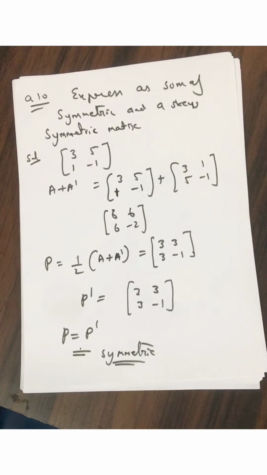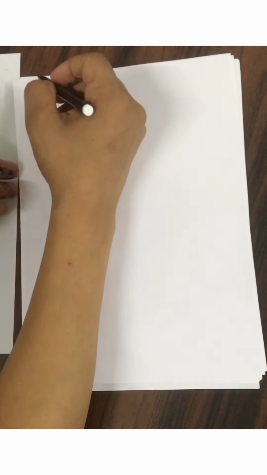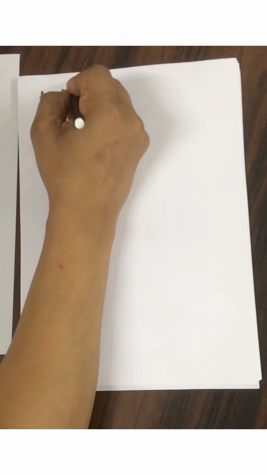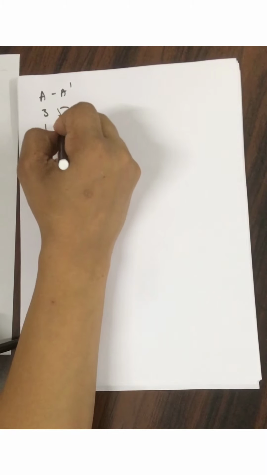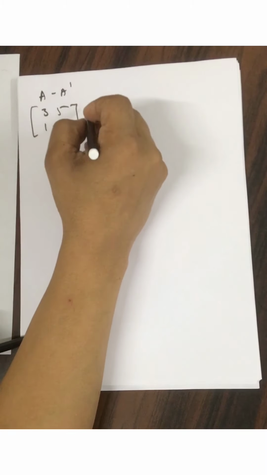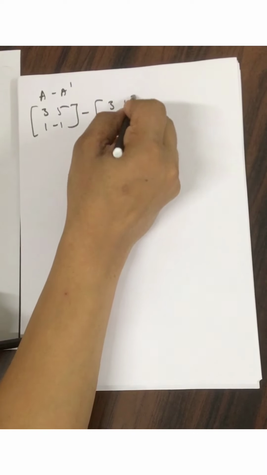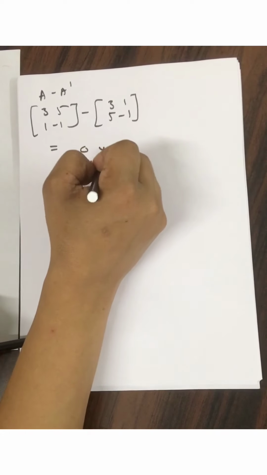Are you understanding? Now let's find the difference. Once we are through with the sum, let's find the difference. So A minus A dash we'll find. A is this: 5, 1, minus 1. Minus 3, 1, 5 and minus 1. Yes. What do we get? 0, 4, minus 4 and 0.